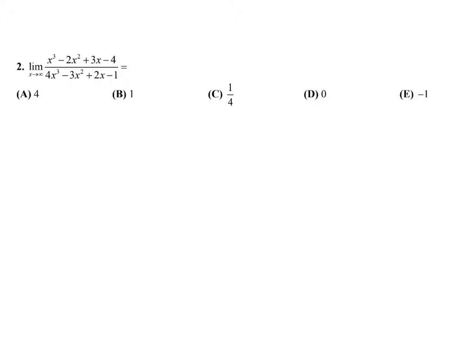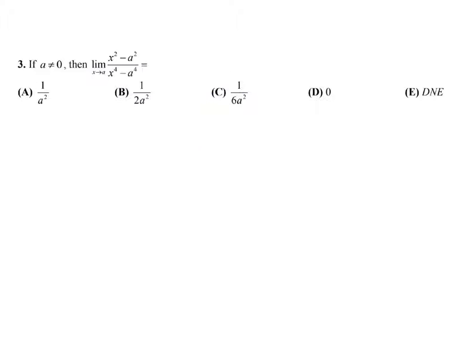Okay, with number 2, since we have a polynomial over a polynomial, let's look at our power struggle, so to speak. We will identify the highest power and that term in the numerator, and the same for the denominator, 4x cubed. And so once we look at that, those powers are equal, and so we're going to get answer choice C.